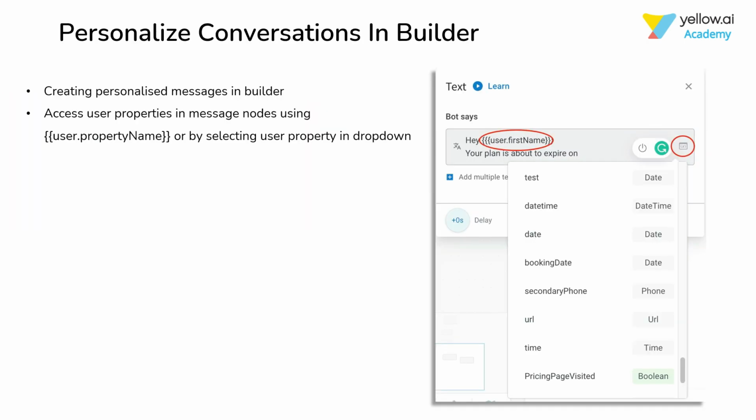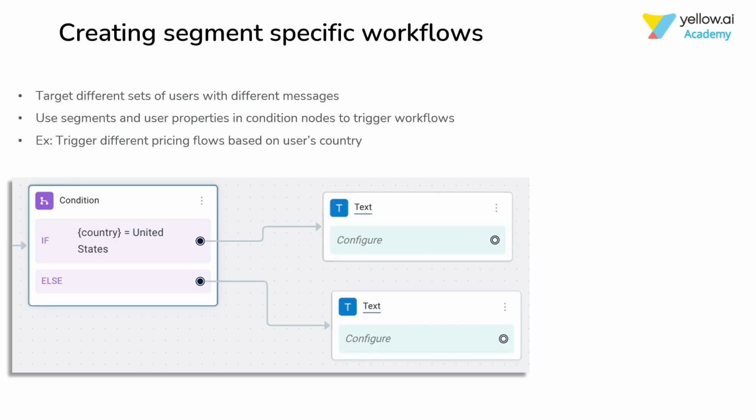With the user profiles captured using User360, it is now possible to create personalized conversations in the Builder section. User properties can also be accessed in the message nodes to display values relevant to the user. For example, we can fetch the name property of the user to greet them by their name during a conversation. Flows can be customized to target different sets of users with different messages.